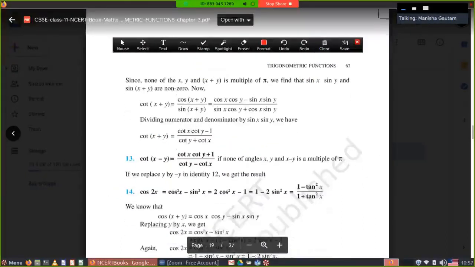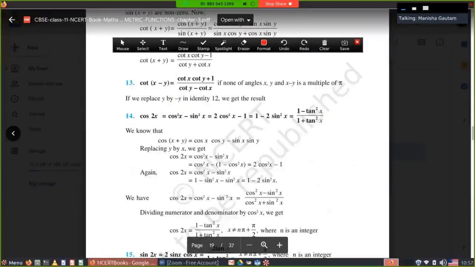Now come to identity number 14. Cos of 2x: in the formula for cos x plus y, y is replaced by x. You will get cos 2x is equal to cos square x minus sin square x. Now if you replace sin square x by 1 minus cos square x, you get 2 cos square x minus 1. And when you replace cos in sin, then you get 1 minus 2 sin square x. And in the tangent form, it is 1 minus tangent square x upon 1 plus tangent square x.